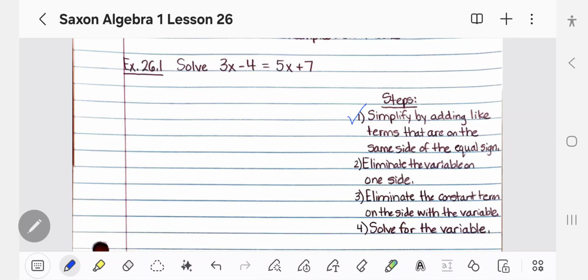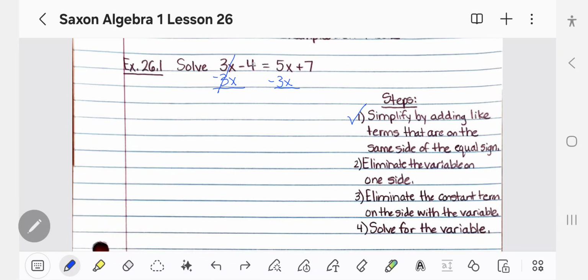Number 2, eliminate the variable on one side. So we want it to go away. How could we make the 3x go away? Well, we could subtract it and it would go away. But now we don't have a balanced equation, so we would need to go to the other side and subtract 3x as well. Now, your book will write it like this. They'll show the line all the way across, just showing that they are subtracting from both sides. I typically just draw a shorter line.